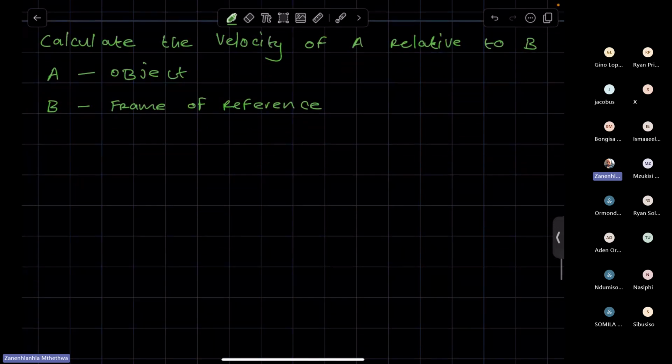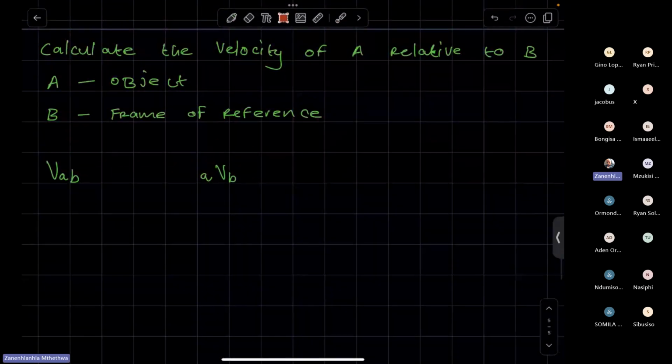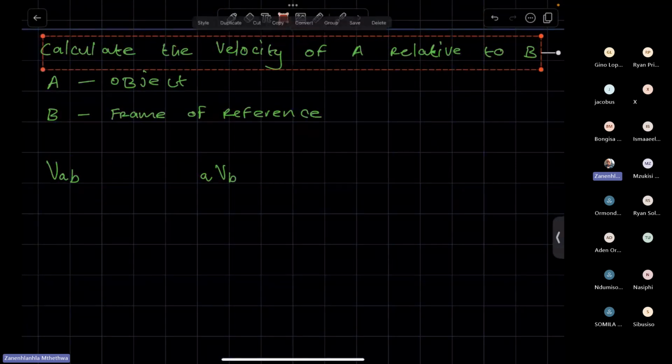Now, how do we put that mathematically? When they say calculate the velocity of A being the object relative to B being the frame of reference, it means essentially you are calculating V_AB. A is the object, B is the frame of reference. So the first letter is the object, the second letter is the frame of reference. Another way they can write this is by saying A V B. Again, first letter is the object, second letter is frame of reference.